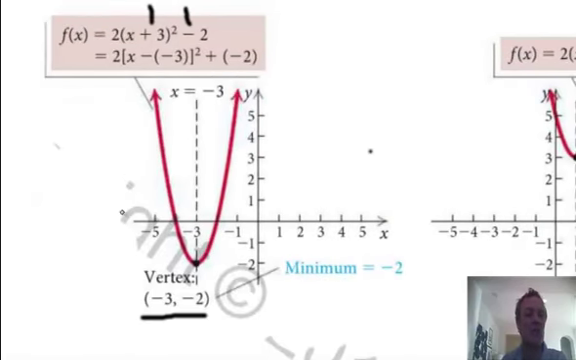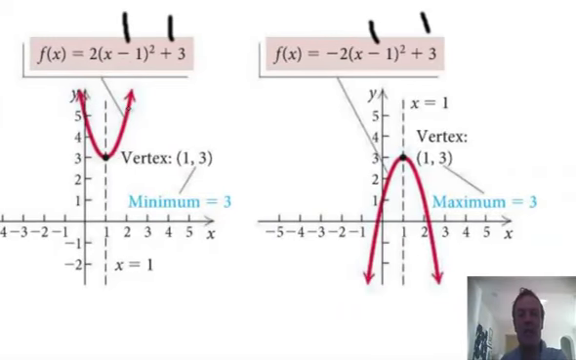So let's have a look at some more information. If I know the vertex is (negative 3, negative 2), because I've taken it straight from the question, then the axis of symmetry is the x coordinate, negative 3. So x equals negative 3 is the axis of symmetry. And the minimum is the y coordinate, negative 2.